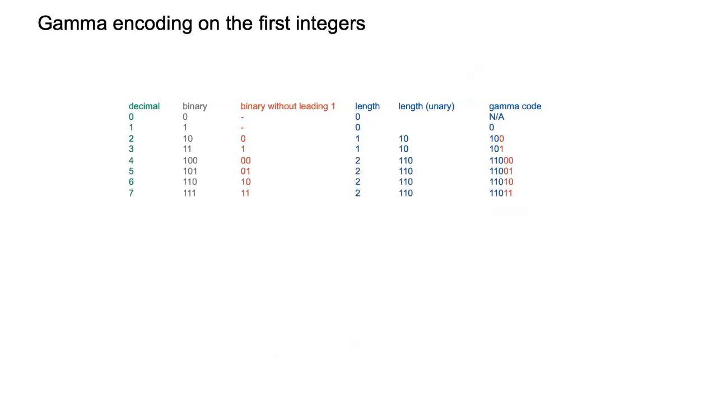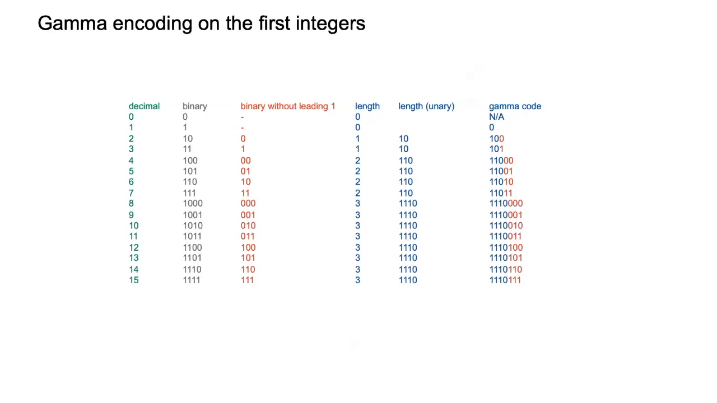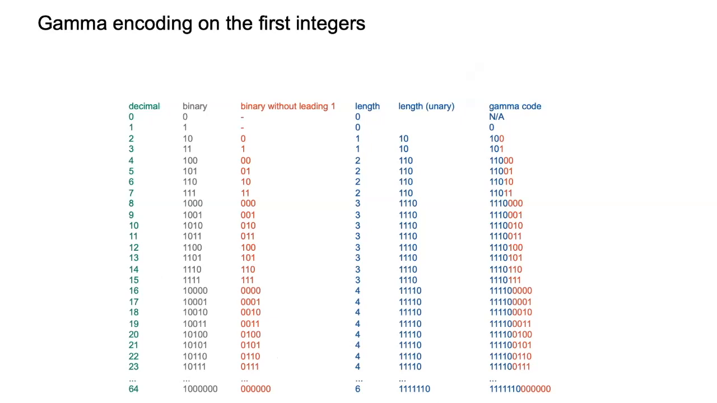Then 4 to 7, right? They will have 3 bits in the binary representation, so 2 if you remove the leading 1. So we encode the unary code of the length of 2. It's 1, 1, 0, and that's it. Then we have 8 to 15. They will need 7 bits. And so on and so on. Do you see that the number of bits in a gamma encoding is always odd? 1, 3, 5, 7, 9. It's never even. That's because we always have the 0 in the middle and then twice the same number of bits on the left and on the right.